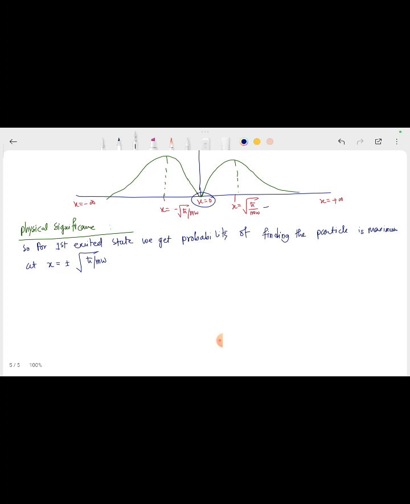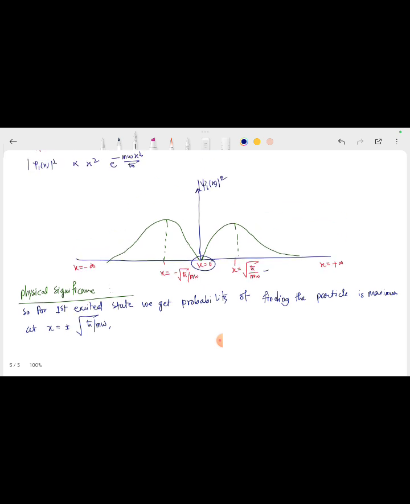In your questions, they mention the value of m, they mention the value of omega, then they ask, in IIT JAM or GATE, at what value of x we get the maximum probability for the ground state or first excited state. Just use this mathematical form, substitute the values of h cut, m and omega, and you get the value. This is the numerical question, right? So this is very important.